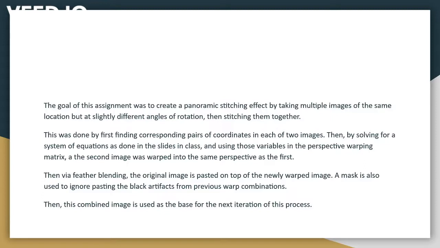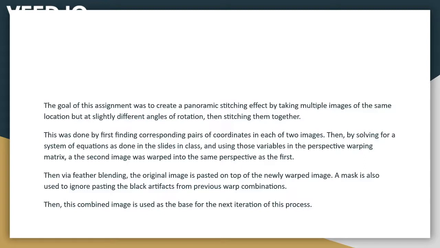After that, I used feather blending to paste the original image back on top of the newly warped image, now that they're in the same perspective. And I also used a mask because sometimes when you were warping an image and pasting it on top of something else, there'd be some artifacting, because if you paste a warped image, part of that rectangle of that image might be black due to that warping and not filling up the entire space. So using a mask just removes that artifacting from being too big of an issue.